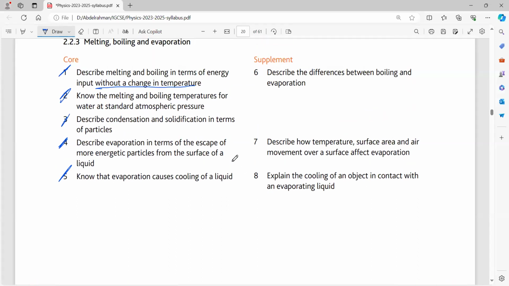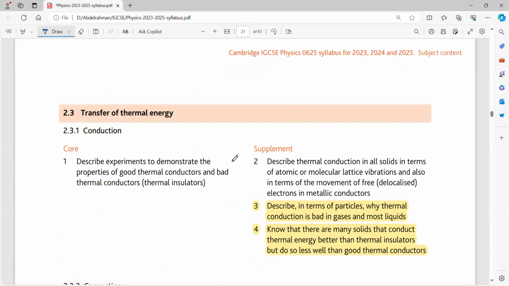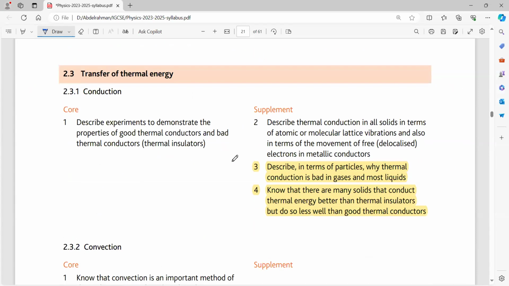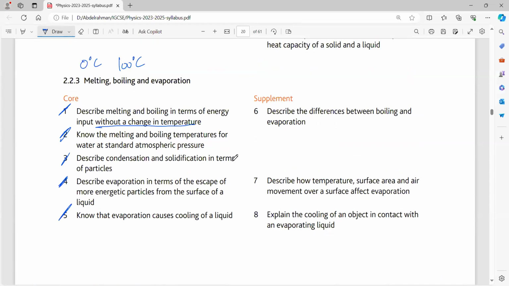The difference between evaporation and boiling is very simple: evaporation only happens on the surface, but boiling happens throughout the whole liquid. Evaporation happens at any temperature, but boiling happens only at a specific temperature. I know you're not required to know it because this is a supplement, but it wouldn't harm to know it.